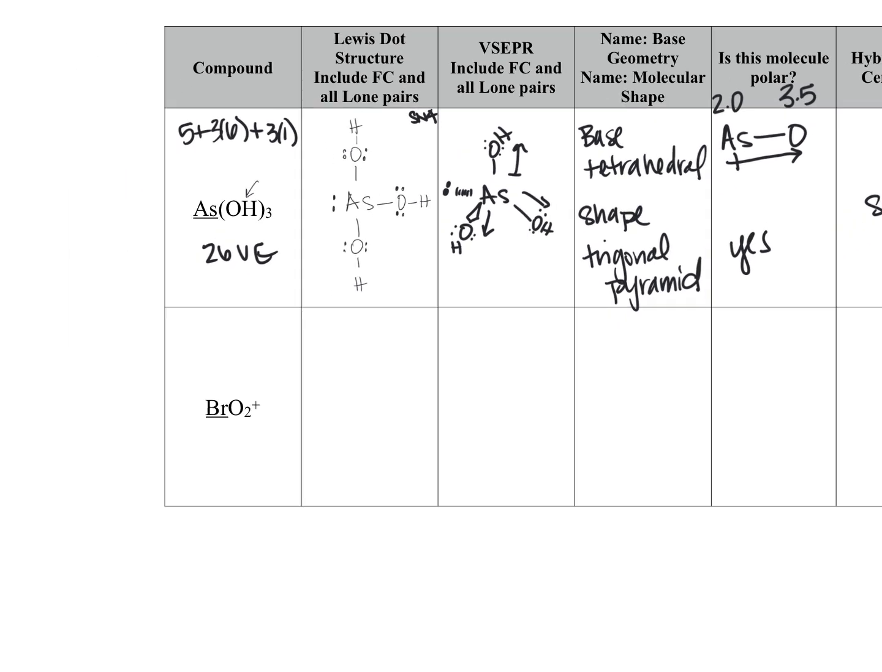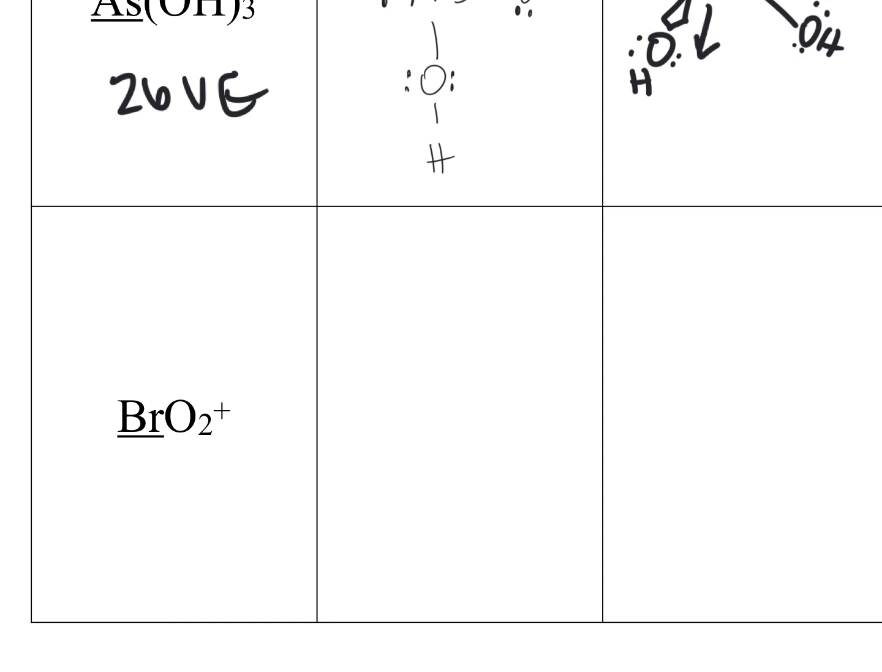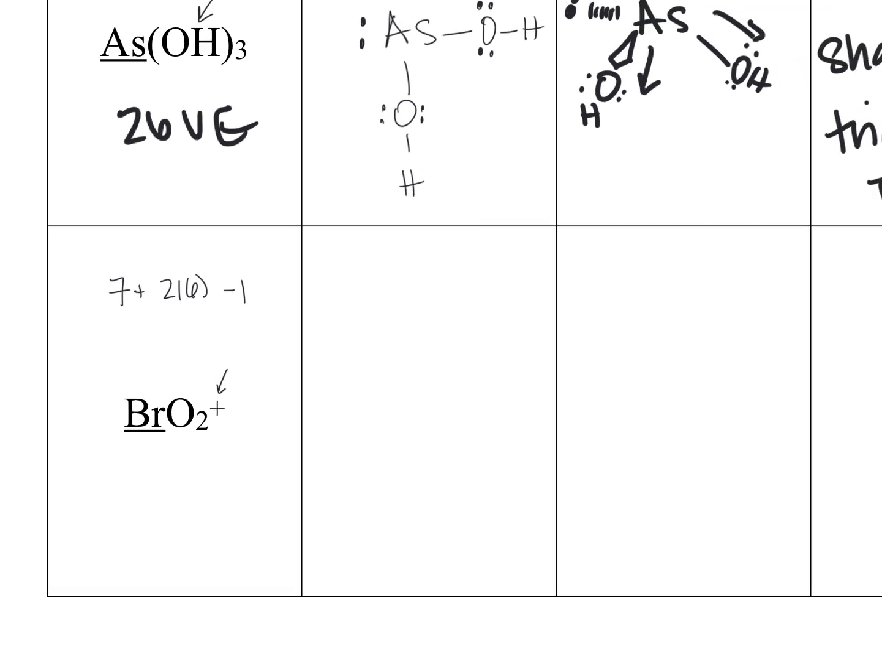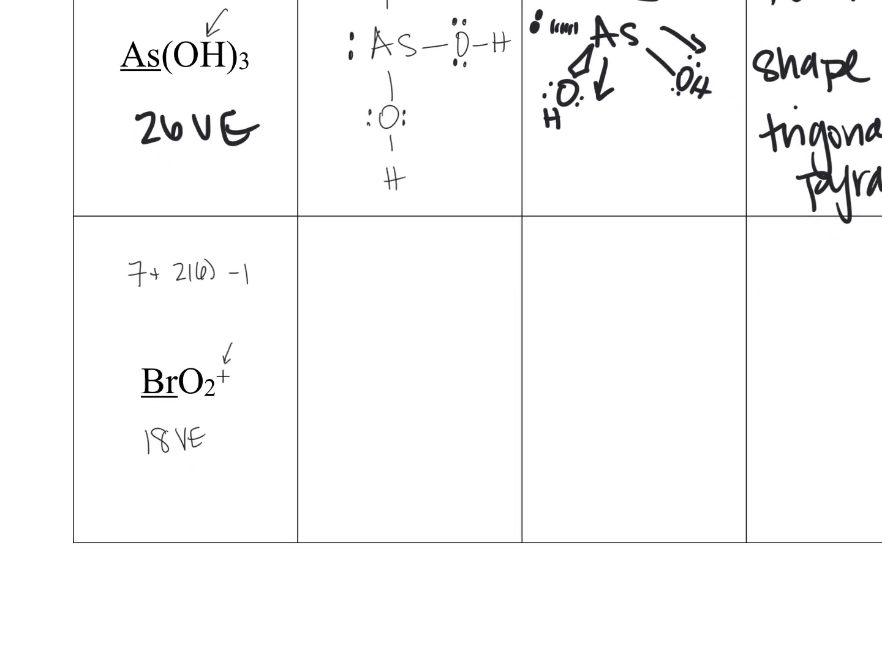So now let's look at our next one, which is BrO2 plus. So we have 7 plus 2 times 6 minus 1. The minus 1 is to make this charge. So in this case, we're going to have 18 valence electrons. So we're going to start by putting our bromine in the center, connecting oxygens. Now we're going to give them octet.